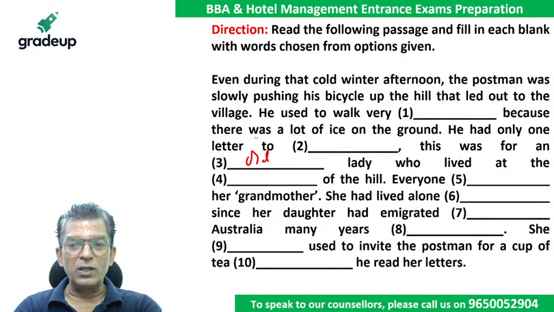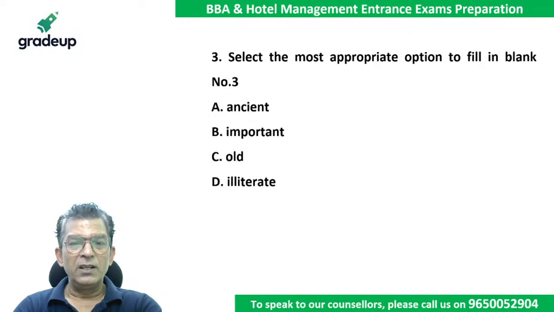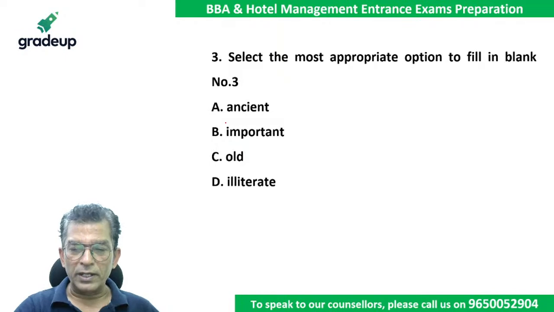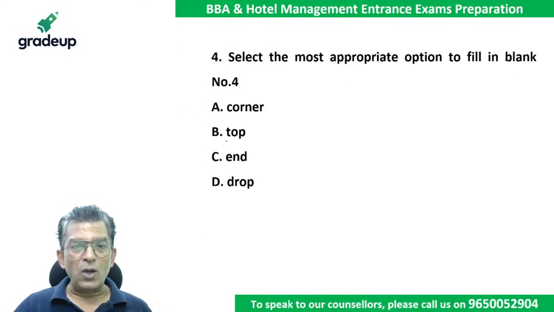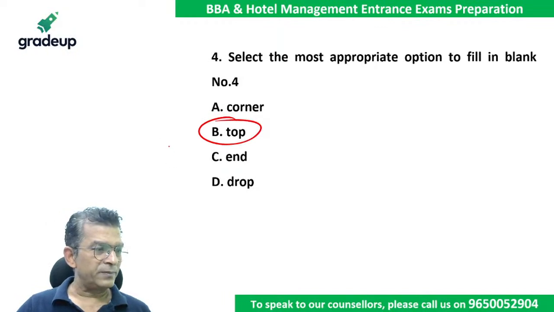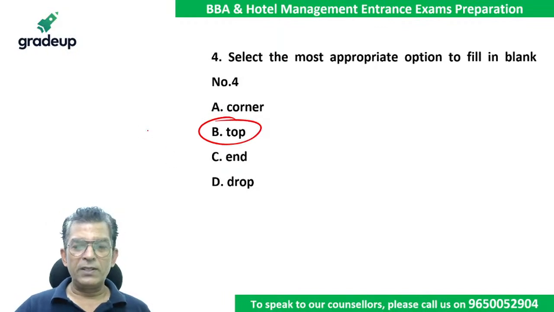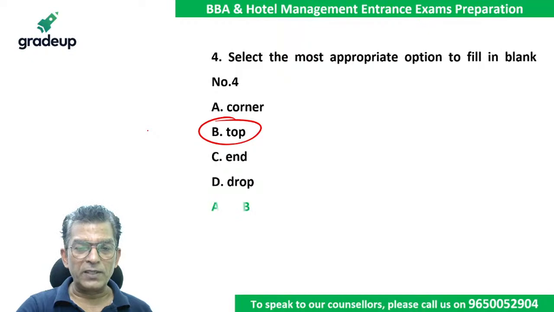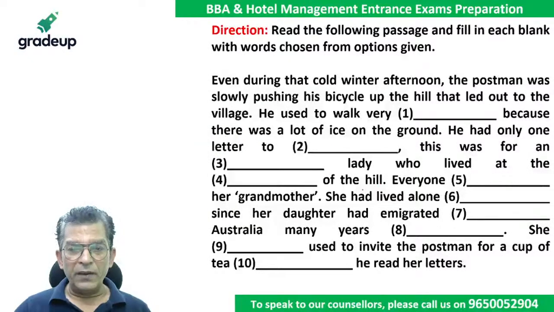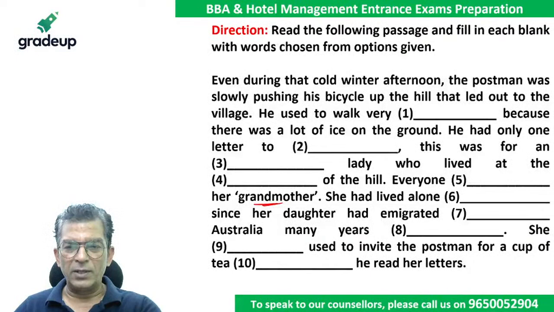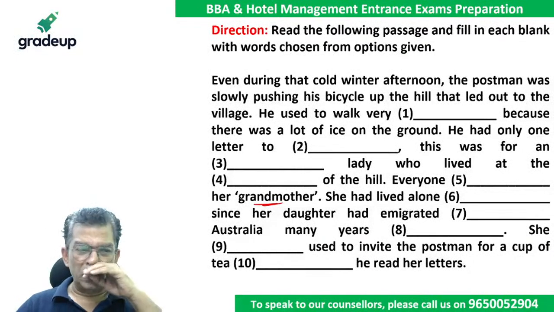So let us check the words and see. See, here, ancient. Okay, it was old. Okay, now then this was old, and the fourth one. Okay, fourth one is top is given. So for fourth, it is top of the hill. Now let's come to the fifth one and let us guess. Everyone dash her grandmother. Now this is very easy. Everyone dash her grandmother. What do you think?